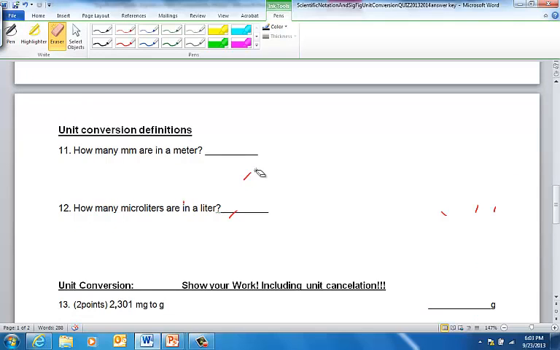Conversions. Where did these little marks come from? Oh, I know where they came from.